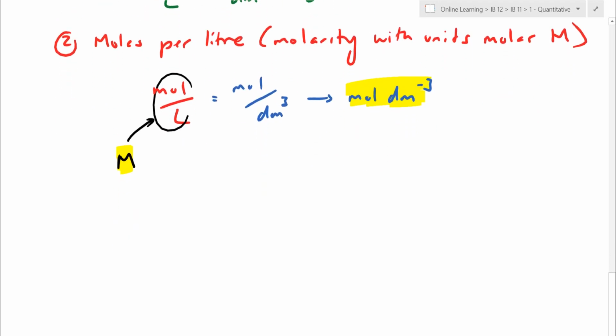Let's make sure we understand what this number is. Let's say I have an acid, and my acid is quoted at 1.5 molar HCl. Concentration is an intensive quantity.